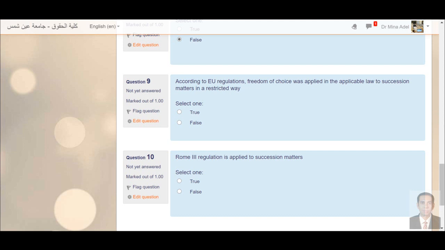choose to apply his national law to his succession, the law of his nationality on the day of the choice or as of the date of death. So here we have a freedom of choice, but it's restricted because it's only limited to his national law. And of course, if he has more than one nationality, he can choose any of them. So it is true.